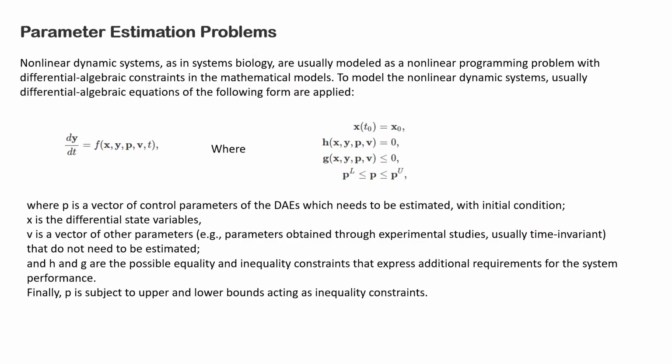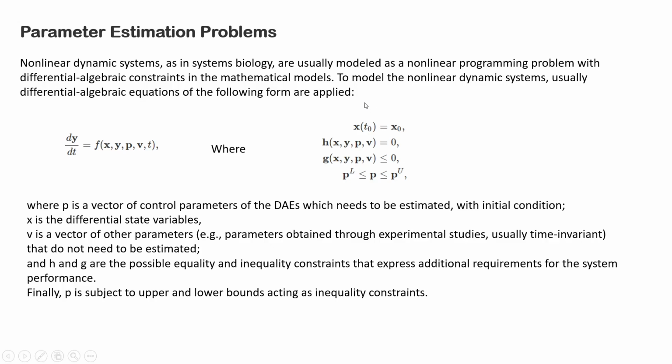So coming to our parameter estimation problems, what kind of estimation problems do we have in the context of systems biology? Non-linear dynamic systems, as in systems biology, are usually modeled as a non-linear programming problem with differential algebraic constraints in mathematical models. So you'll have a differential equation something like this, and you'll also have algebraic constraints, so your initial conditions or how the reaction rate is varying. You'll have a set of algebraic equations and a set of differential equations. The algebraic equations will give you constraints to the differential equations.